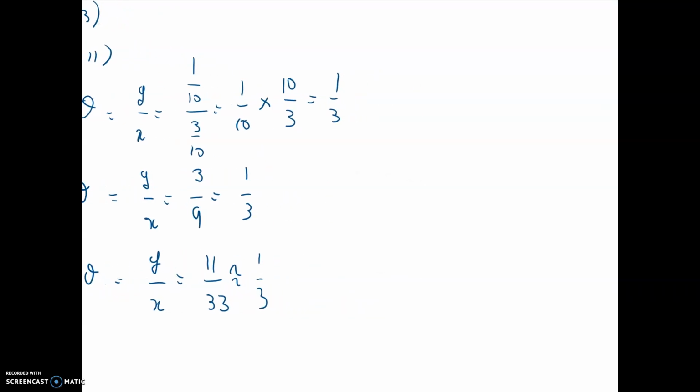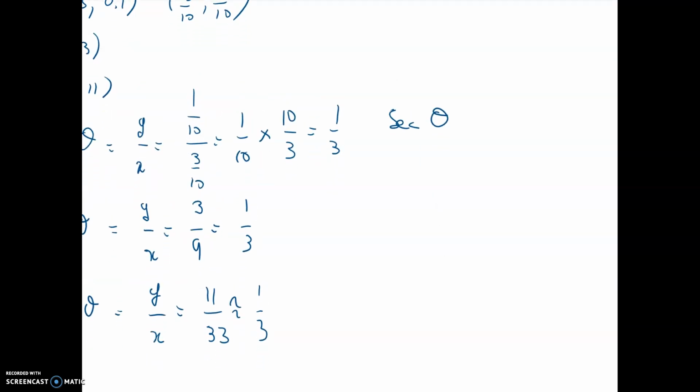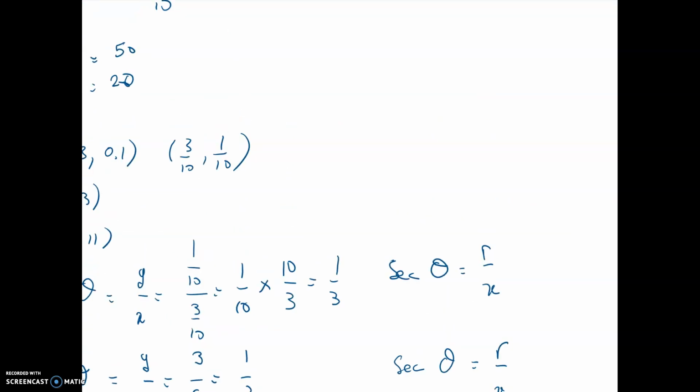Now if I try to calculate the secant for point number 1, the secant is the inverse of cosine. And so obviously I will have to calculate the value of r. So the secant is the inverse of cosine, which is x over r, so the secant is r over x. So I will have to calculate every single time r over x for each of my points right here.